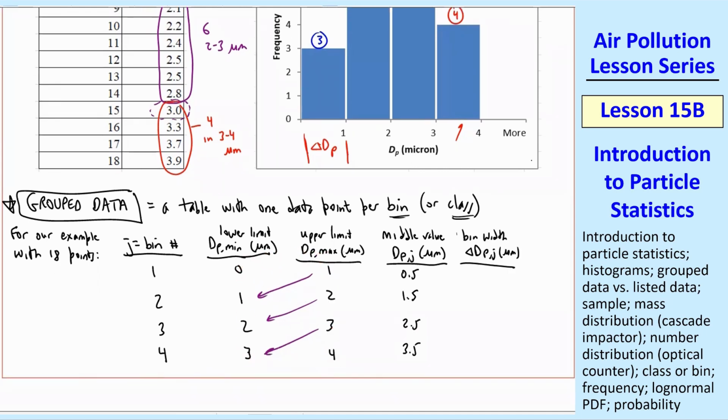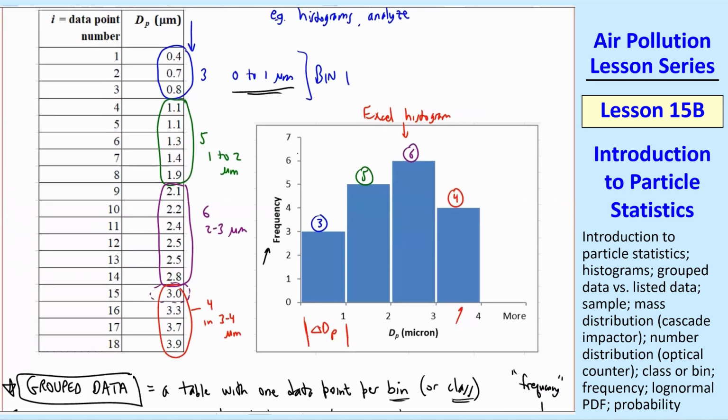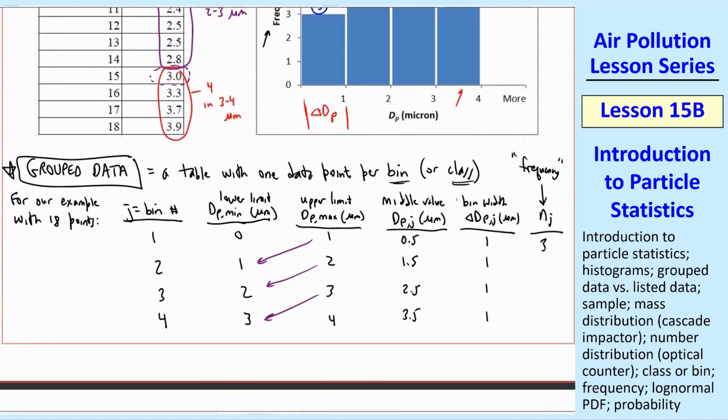Then we'll make another column, that's the bin width, delta dpj. That's just the difference between the max and the min. So 1 minus 0 is 1, 2 minus 1 is 1, etc. So these all have equal bin widths. And then finally, the number of particles in each of these bins. Statisticians like to use the word frequency for that. Well, the frequency is just the number in each bin. So that's 3, 5, 6, and 4. We just fill in these.